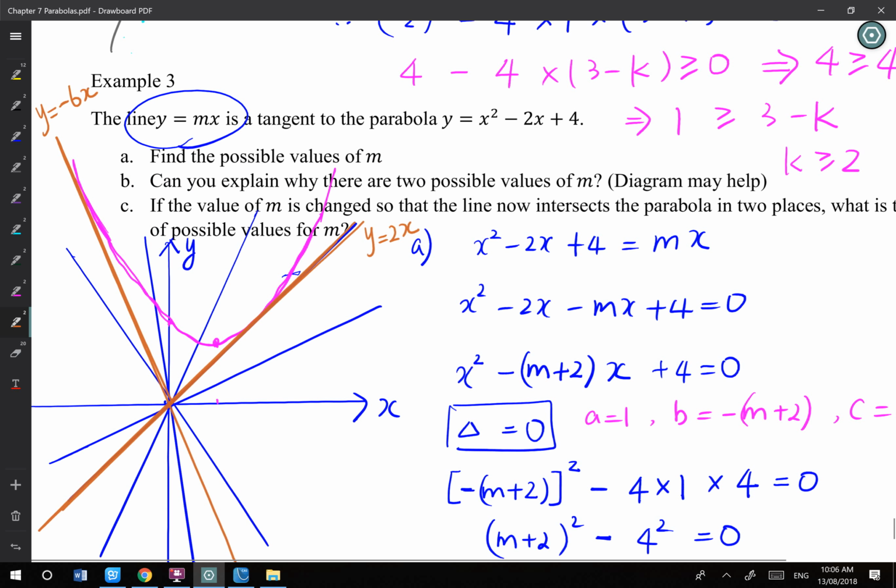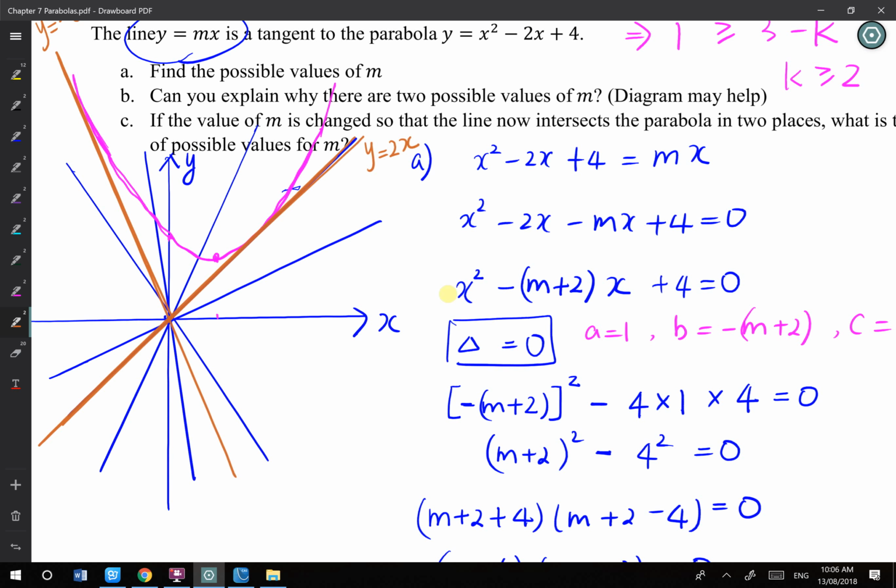Okay, I just draw another one. Just draw another line inside here. Okay, this line will intersect as well. All right, let's have a look at this one.